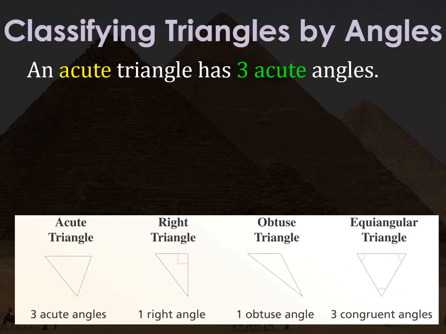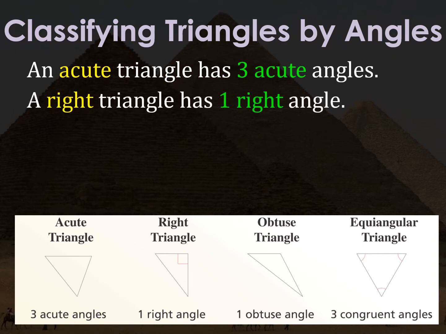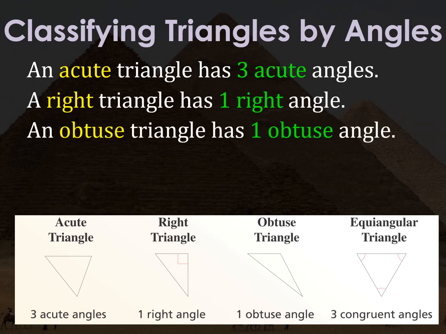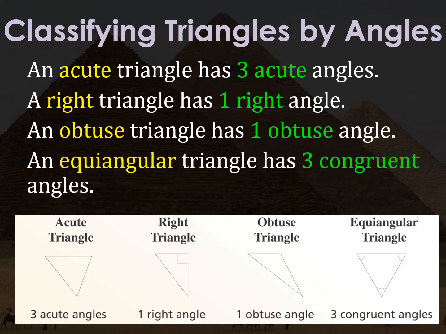Now let's classify triangles by angles. An acute triangle has three acute angles. A right triangle has one right angle. An obtuse triangle has one obtuse angle. An equiangular triangle is a type of acute triangle with three congruent angles.